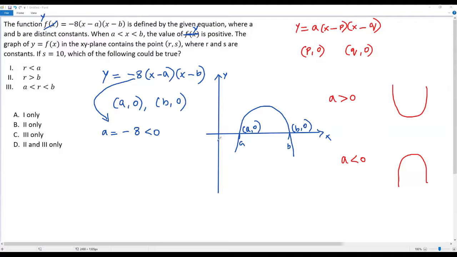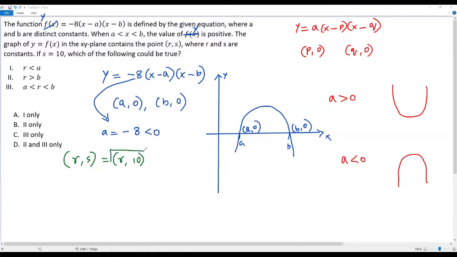Okay, now let's consider the point (r, s), because the question says the graph of the given quadratic function contains a point (r, s), and particularly in this (r, s), the value of s is given, that is 10. So we have the point (r, s) on the graph of the quadratic function. That means on this parabola, we have the point (r, s). Particularly for this s, we have the value 10. So then the point (r, s) becomes (r, 10).